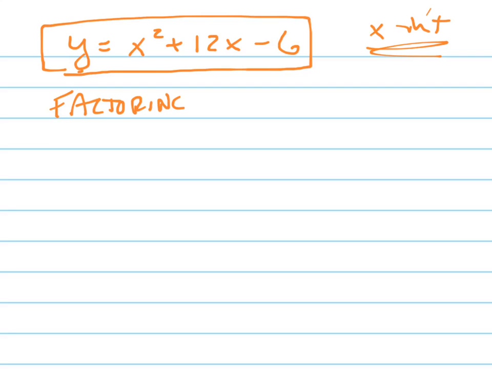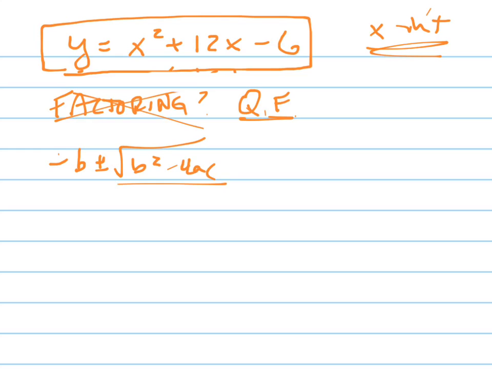Does factoring work? Can I factor this? No, I can't. So factoring doesn't work. So factoring's out. The other way is by the quadratic formula, which I can do, but it's a little messy because remember, it's negative b plus or minus the square root of b squared minus 4ac all over 2a. I can do that. It's not really all that bad. I'll show you. I'll do it both ways.